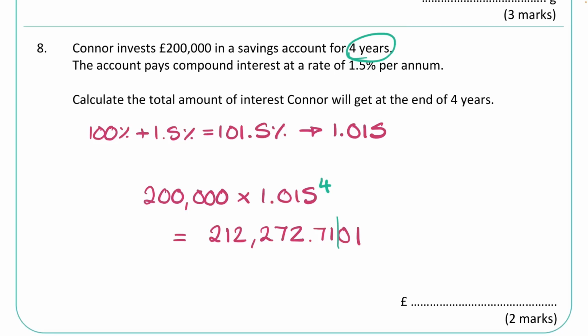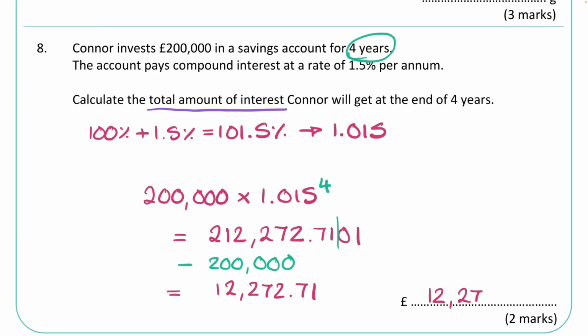Now, this question here does say to calculate the total amount of interest that Connor will get. So we've got to be extra careful here, because actually it wants us to subtract that original £200,000 just to see the extra amount he got. And you can probably see that visually without using a calculator, but just type it in, just make sure we get this bit correct. It comes out as £12,272.71. So there we go, that's the total amount of interest, £12,272.71. And there we go. There is our compound interest question. On to our next one.